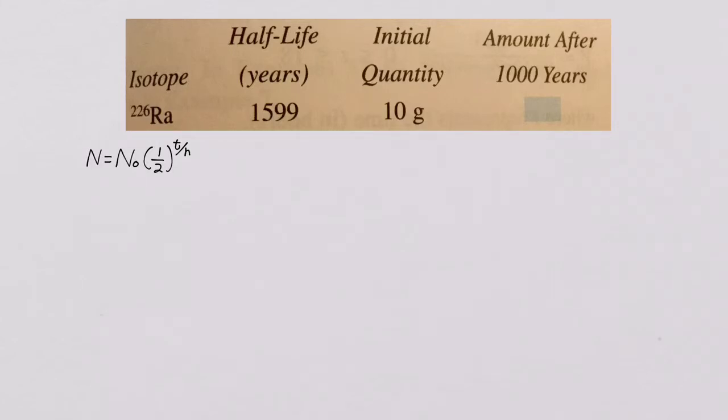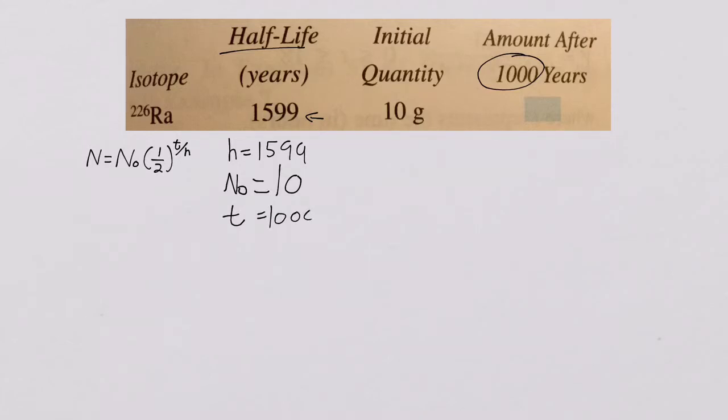So let's write out what we know. We know right here we are given the half-life, so we know that h is equal to 1599, you can see that right there. And we know that the initial quantity, or N0, is equal to 10. What we want to find is the amount after 1,000 years. But if you see this 1,000 years, that means we're given the time. So time equals 1,000. So now we have enough to plug it in and find the amount after 1,000 years.